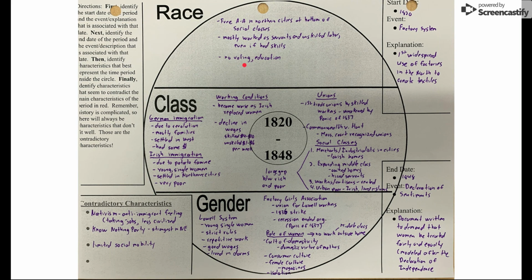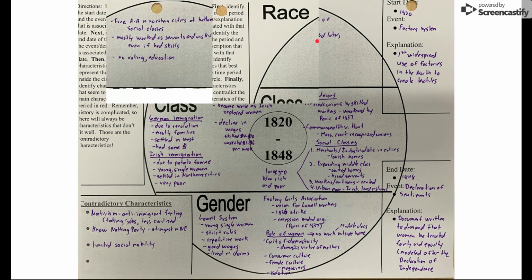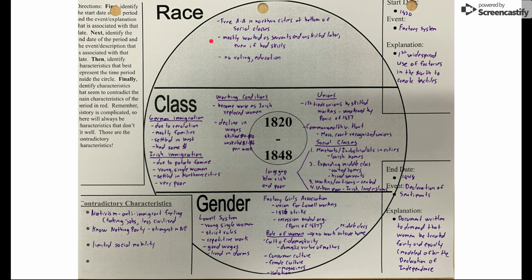They also were not allowed to vote, and they were not allowed to attend public schools. So overall, African Americans in the North still faced discrimination. They were at the bottom of the social class. They did have some degree of freedom, which was certainly better than in the South, where they had none. But it was not as if they were able to live equally among the white people of the North.